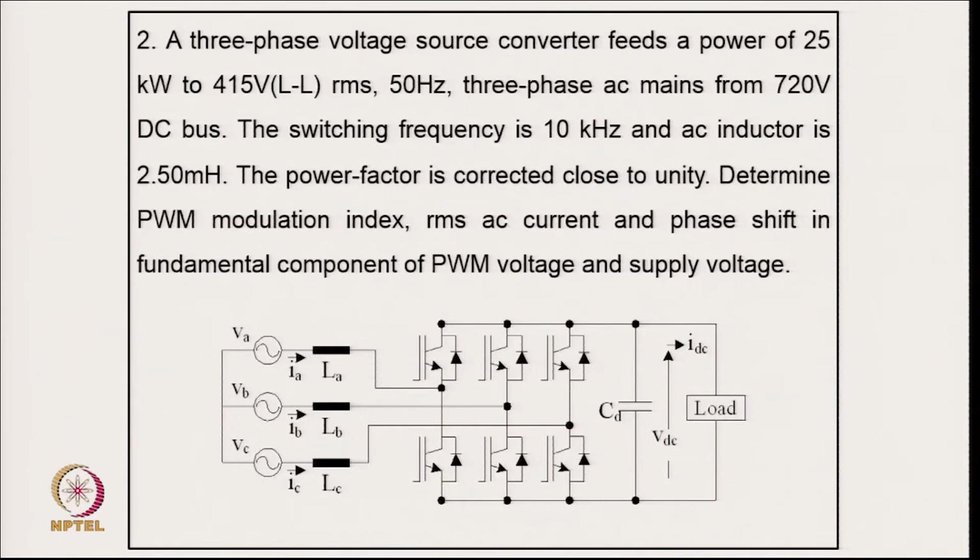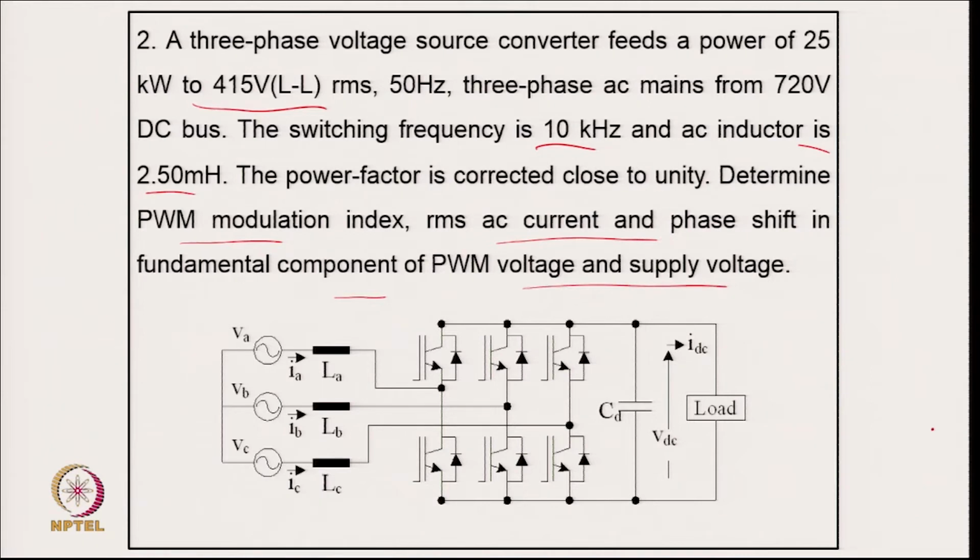So, coming to the second numerical: a 3 phase voltage source converter feeds a power of 25 kilowatt to a 415 volt line to line RMS, 50 hertz, 3 phase AC mains from a 720 volt DC bus, with switching frequency 10 kilohertz. The AC inductor is 2.5 millihenry and power factor is corrected close to unity. Determine the PWM modulation index, RMS supply AC current, and phase shift between the fundamental component of PWM voltage and supply voltage.